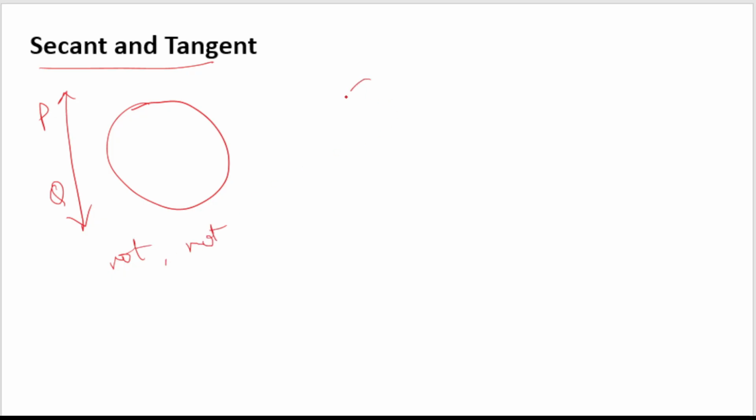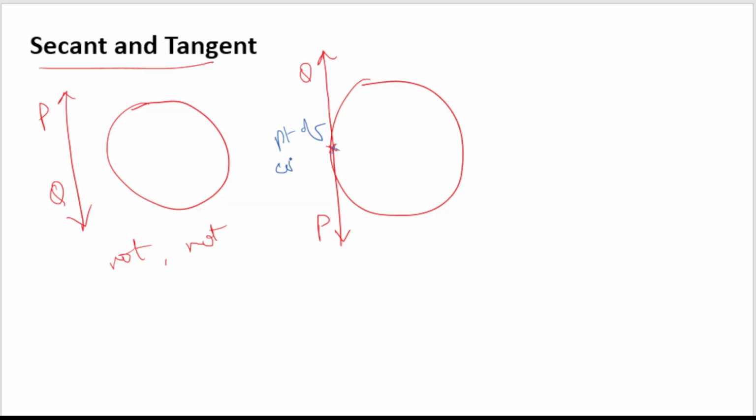And we will take another case. This is a circle and this line PQ. This line PQ is touching the circle at one point, this point, and this point is known as point of contact. If the line is touching the circle at one point, this line is called tangent. This line PQ is called a tangent.